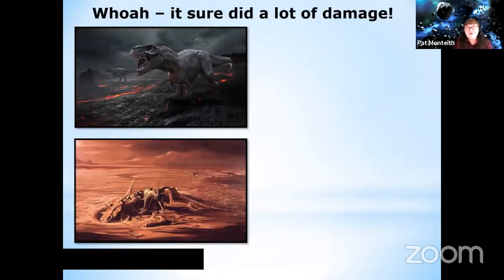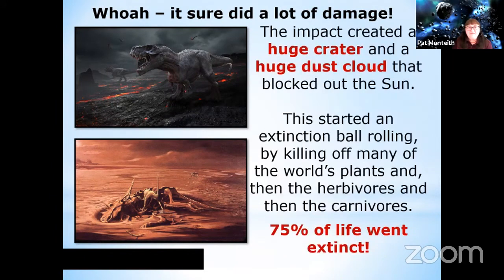All right. So we do know that asteroid that came and hit that area of Mexico back 65 million years ago did an awful lot of damage. The impact created a huge crater and a huge dust cloud that blocked out the sun for several months. And this actually started an extinction ball rolling because what it did, first of all, it killed off many of the world's plants. And then the dinosaurs that ate the plants, which are called herbivores, didn't have any food, and so they died off. And then the carnivores, which were the meat eaters, like the big T-Rex, had no food because the herbivores died off. And so what they're believing is that 75% of life went extinct just as a result of that. Now, I know there are still some people out there who don't quite believe that a huge dust cloud could create that much annihilation of what was then known as life on Earth.